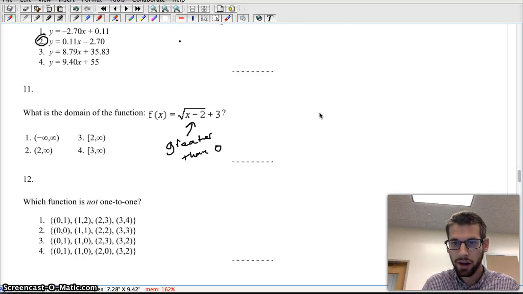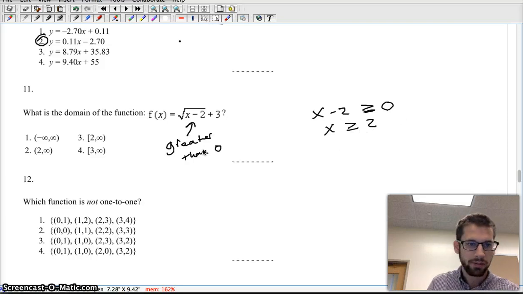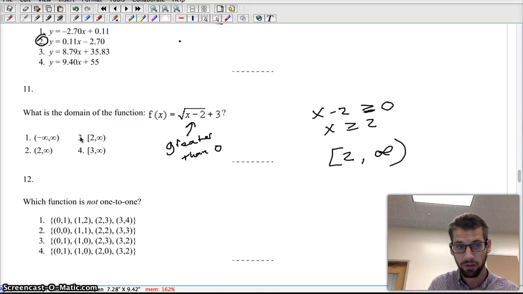So I know that x minus 2 has to be greater than or equal to 0. Alright, so x has to be greater than or equal to 2, if I add 2 to both sides. So I see these are all in interval notation, so that means that 2 is at the bottom, and it's a bracket because it's greater than or equal to, and it goes all the way up to infinity, parenthesis, because we can never touch infinity. So 11 is answer choice number 3.